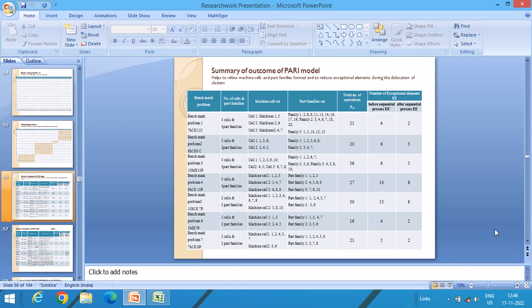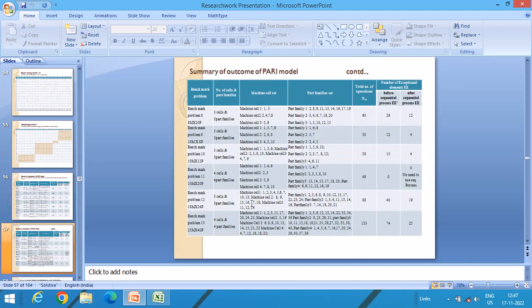So this is the summary. We have got three clusters in the first problem, and in the second problem, two clusters. So in all the problems, the exceptional elements are reduced considerably. So in problem 12, the exceptional elements are reduced from 88 to 40 to 19, as well as 74 to 25.